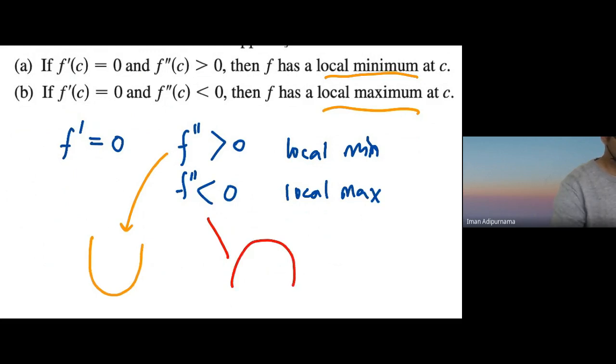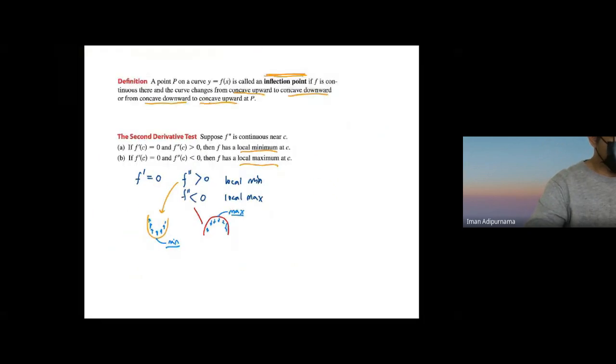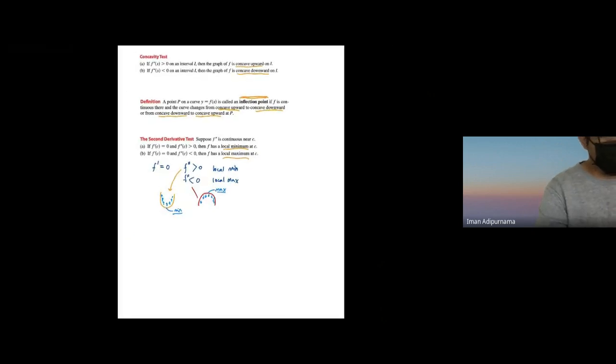This is upwards, right? This is downwards. And you see from the picture, we know that this will be min, this will be max, right? So I think it's good if you make a picture as your reference. So I think it should be more clear. Okay, that's the second derivative test.